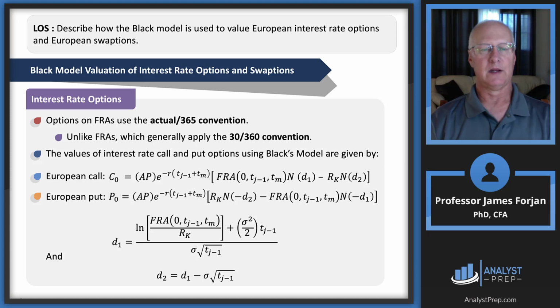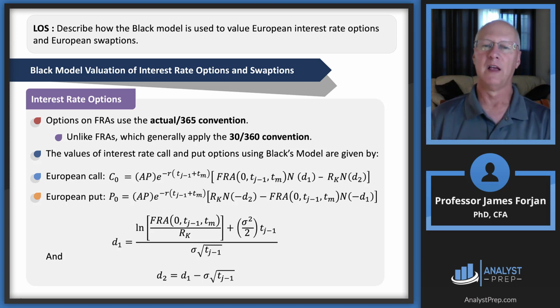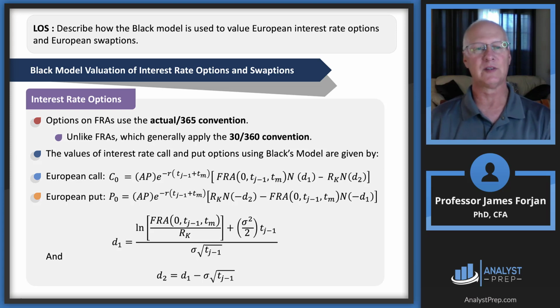How about interest rate options and swaptions? Oh boy, this is super cool. I did read in the actual reading that there was a paragraph there on the conventions of the actual over 365 versus the 30 over the 360 and those two conventions. So just remember that interest rate options use the actual number of days divided by 365. And of course, the underlying asset in an interest rate option is a forward rate agreement. And so those formulas and those equations are virtually identical.